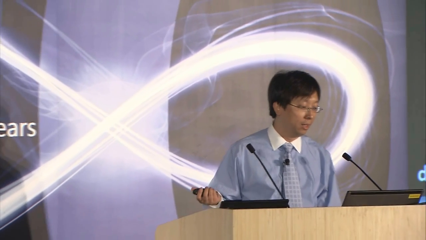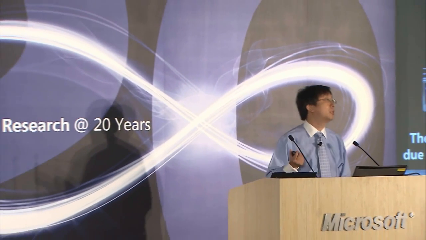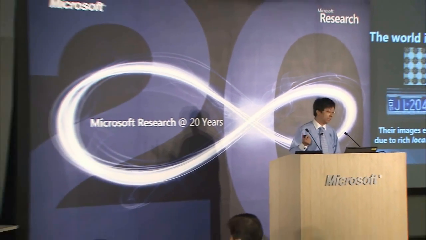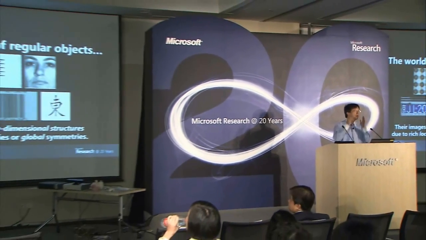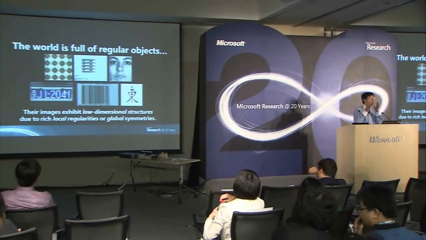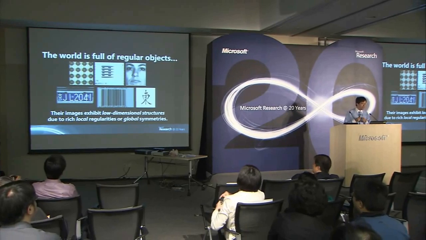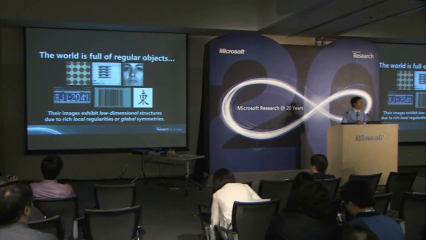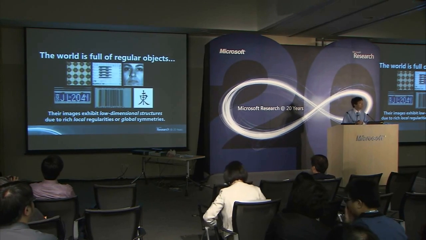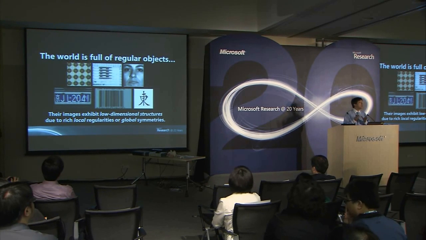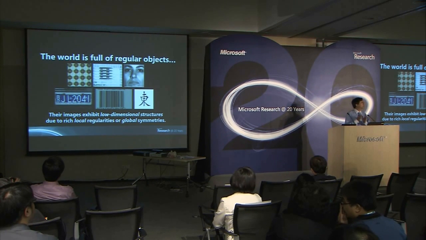So the world is full of regular objects, right? We're interested in textures, buildings, faces, license plates, barcodes, or all kinds of texts, right? There's something interesting about those objects or those images, that their images in the upright position actually exhibit some interesting properties. They're actually low-dimensional structures. We all recognize the upright position of text or human faces.